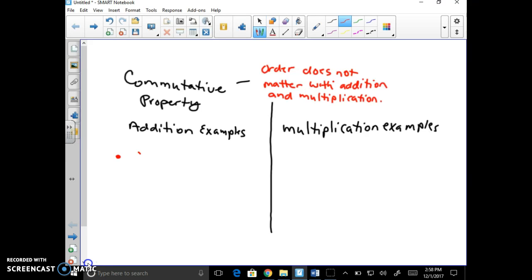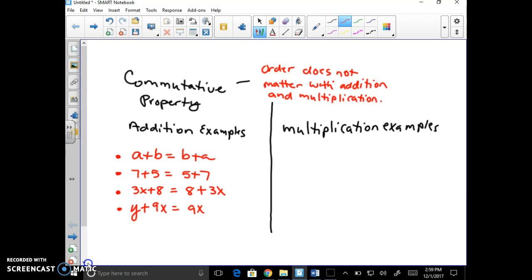So the first example would be a plus b equals b plus a. They just switched positions, okay? Next one, 7 plus 5 equals 5 plus 7. Next example, 3x plus 8 equals 8 plus 3x. And the last example, y plus 9x equals 9x plus y. We can have problems with parentheses in there, but I don't have any examples right now. Alright, and I'll show you in class.